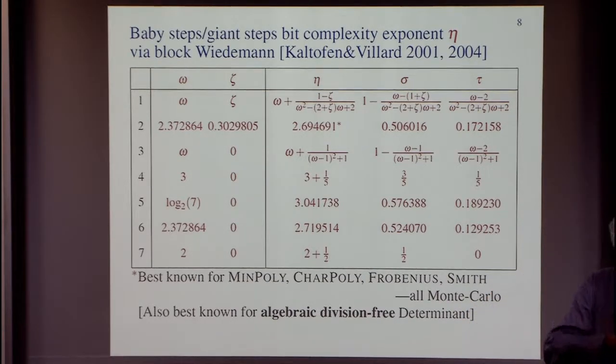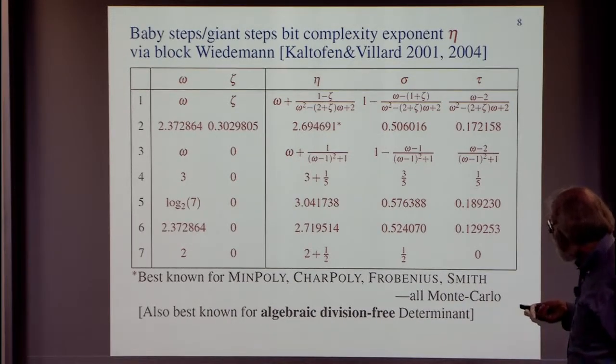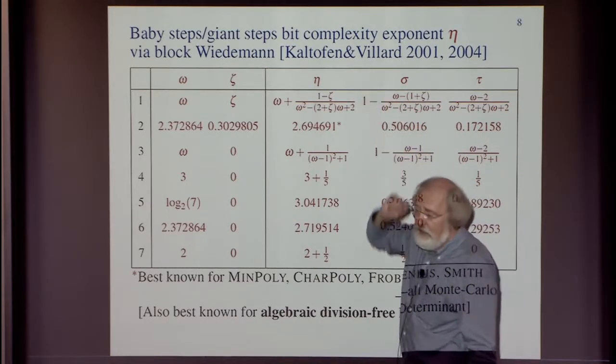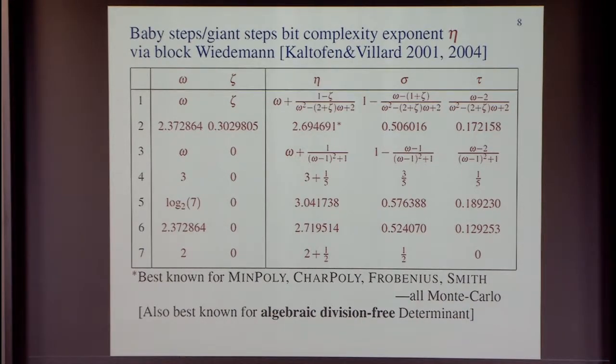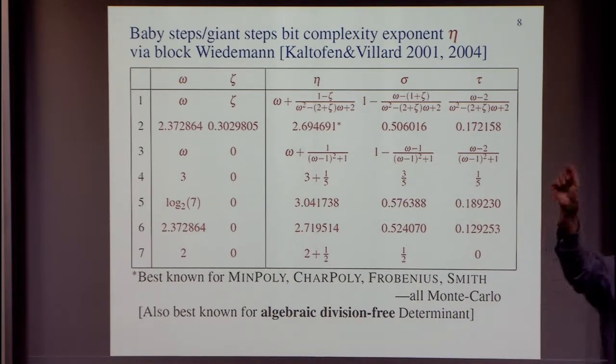The determinant, we don't do this way, we do it in a much simpler way. But the bad news is that omega, this matrix multiplication exponent, cannot be achieved for all problems in linear algebra. We don't know how to do this. We do not know how to compute the characteristic polynomial in n to the omega times the bit size of the inputs. What are these other Greek letters? These are parameters in this baby steps, giant steps algorithm, and eta is the exponent that is achieved, for example, for the characteristic polynomial.